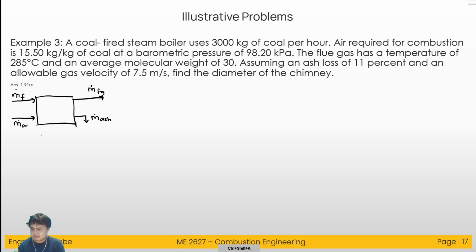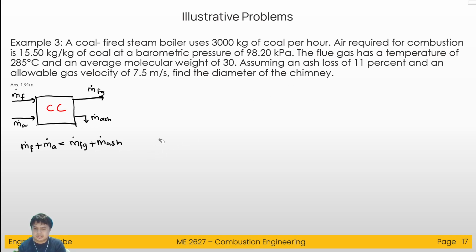Okay, so we can imagine this is a mass balance. If this is the combustion chamber, then the mass going into the control volume is equal to the mass going outside of the control volume. Okay, so we don't have everything given here. We only have the air-fuel ratio and the mass of the coal or the fuel. The mass of the ash is not really given, but only the ash loss.